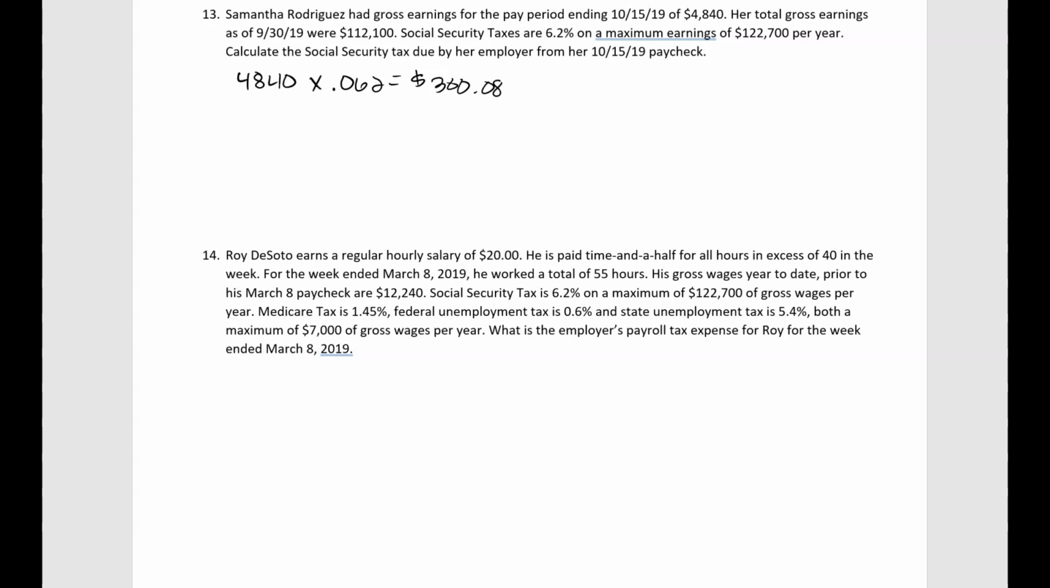Okay, Roy DeSoto earns a regular salary of $20. He is paid time and a half for anything over 40. For the weekend in March, he worked 55 hours. Let's first figure out what his regular pay is. It's $20 times 40 hours, which is $800 regular pay.